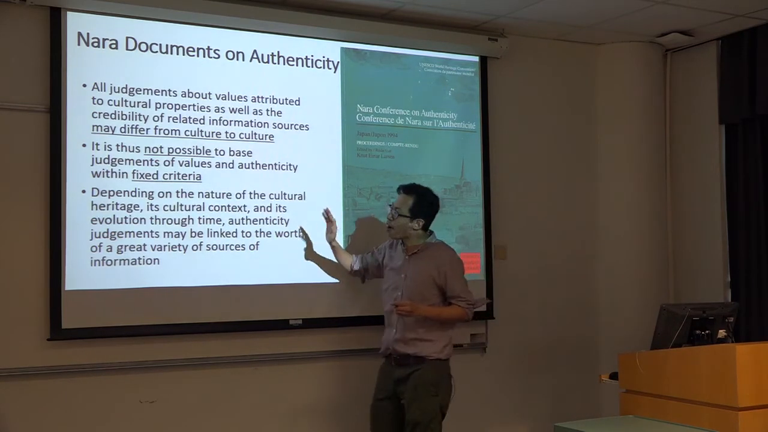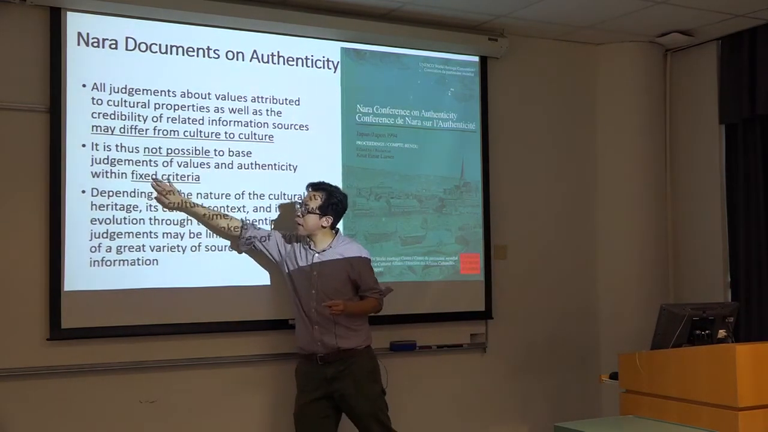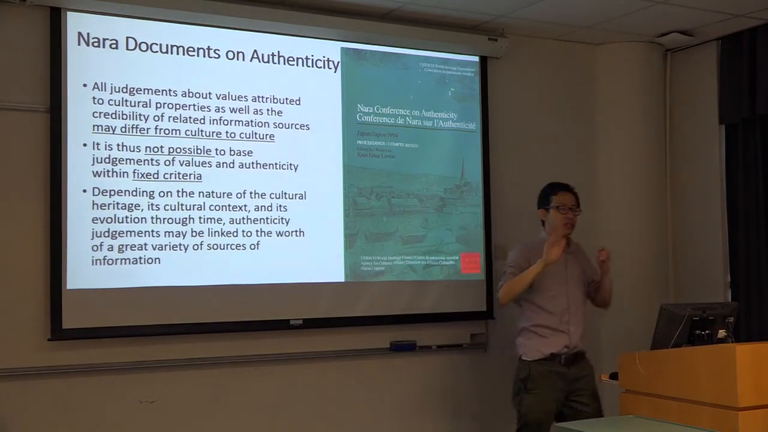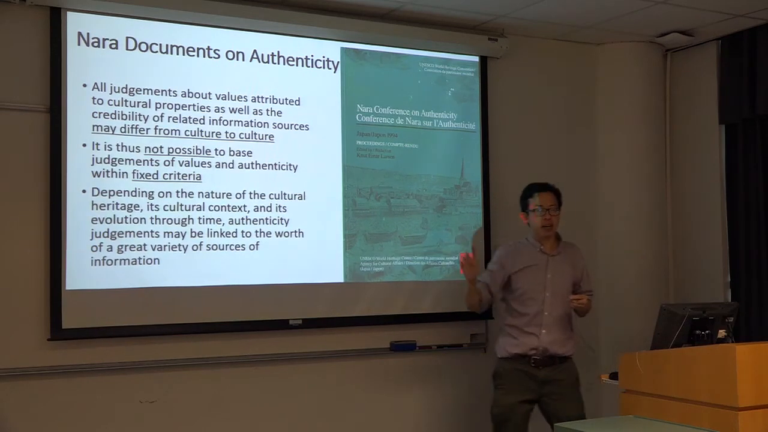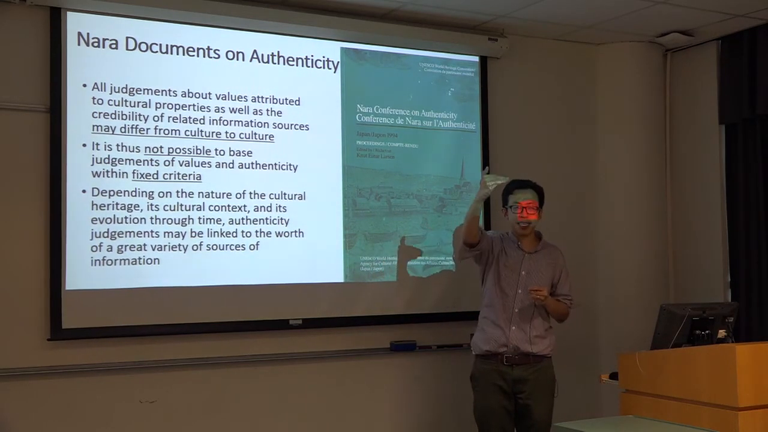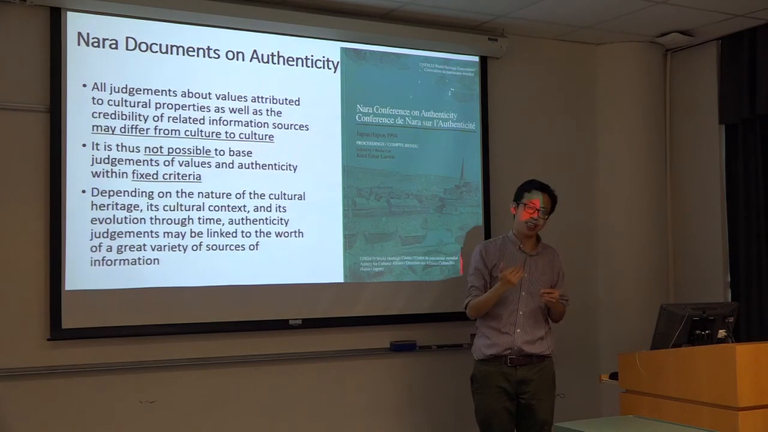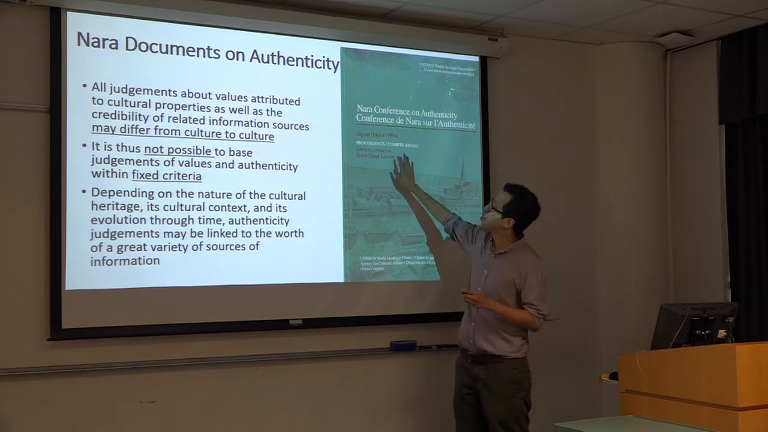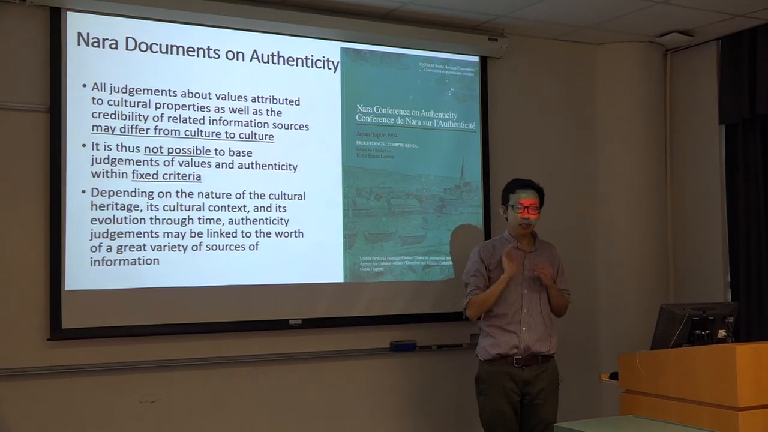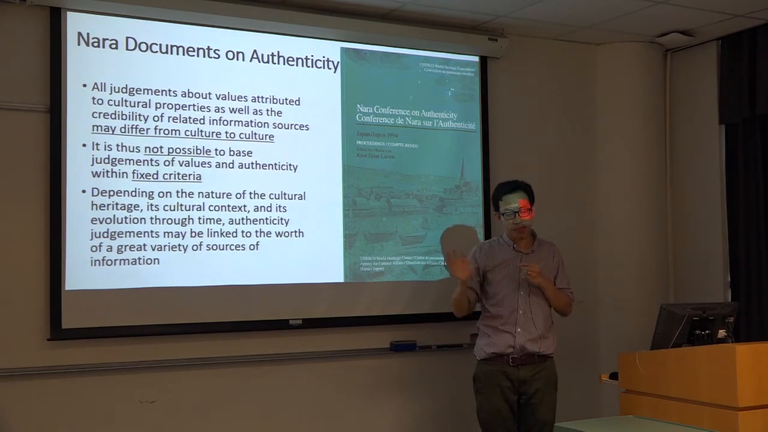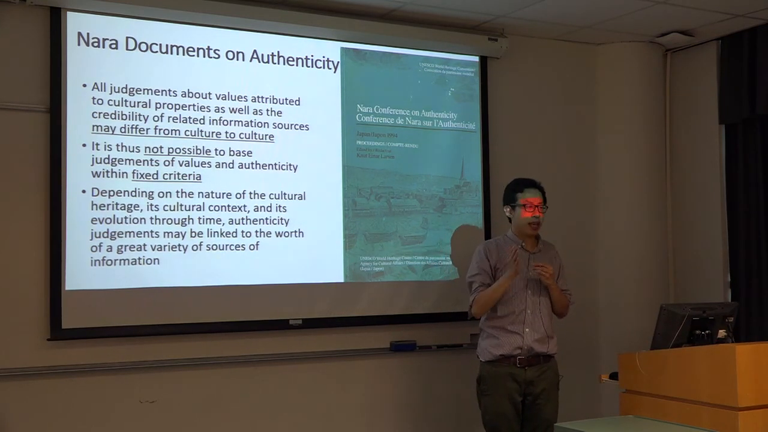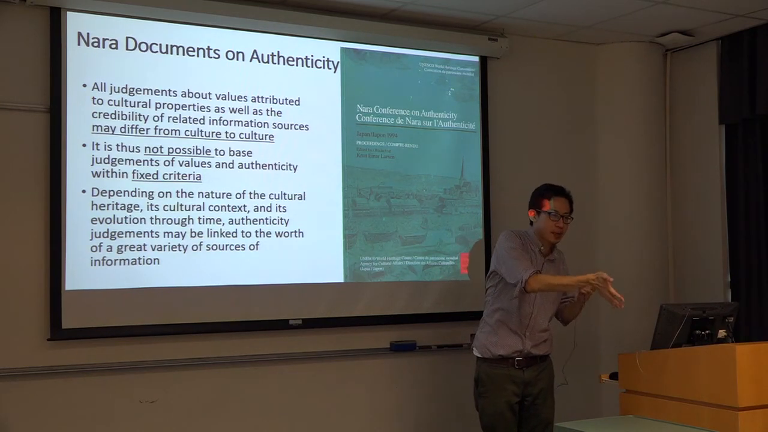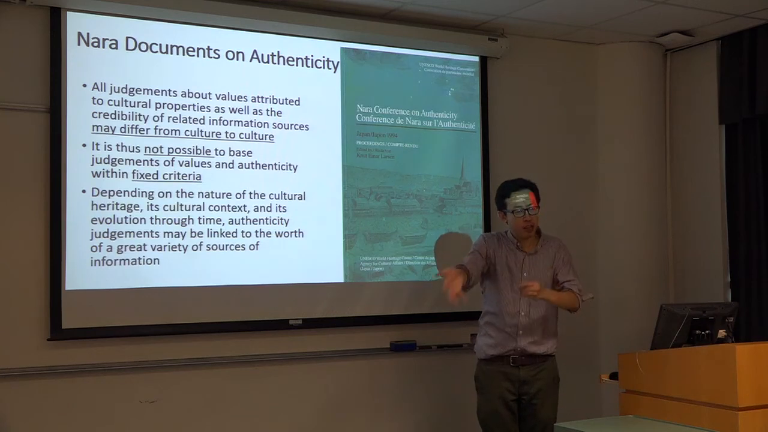it's impossible to have a fixed criteria to judge the authenticity of cultural heritage. In the operational guideline, we have 6 different criteria, right? Fixed criteria to look at different aspects. But according to the Nara document, scholars start to realize that this kind of fixed criteria are only relative, and we cannot apply all these fixed criteria in different cultural contexts.